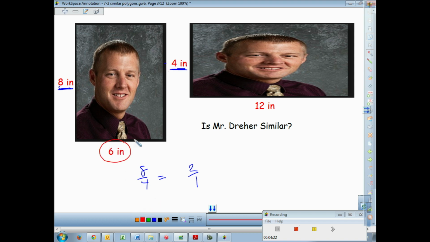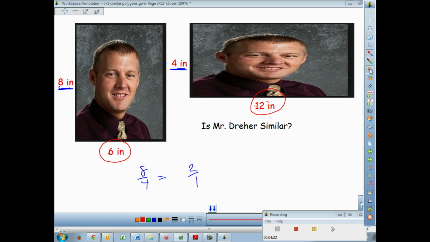Is that the same proportion here? If I went 8 over 4 this time, don't I have to go 6 over 12 this time also, right, to keep it in the right proportion? Just like vanilla over eggs, better equal vanilla over eggs. Are you with me on that? Do you get 2 over 1 when you do 6 over 12? No, that is not proportional.